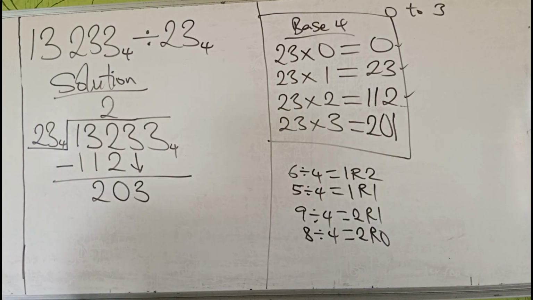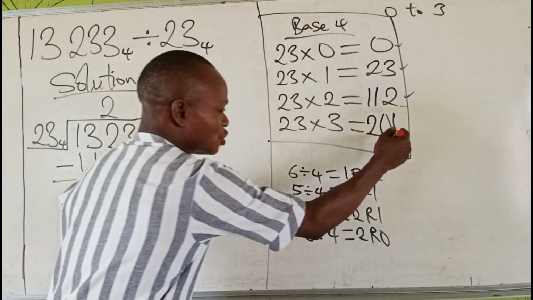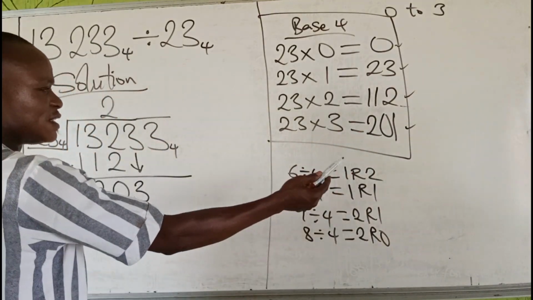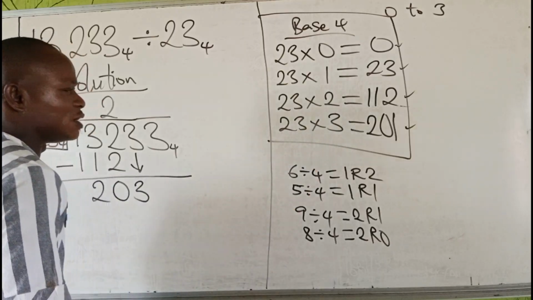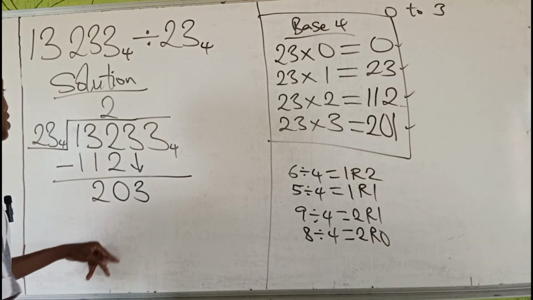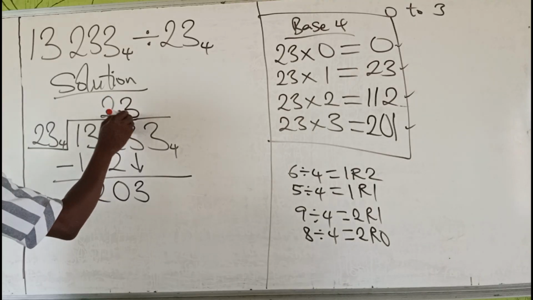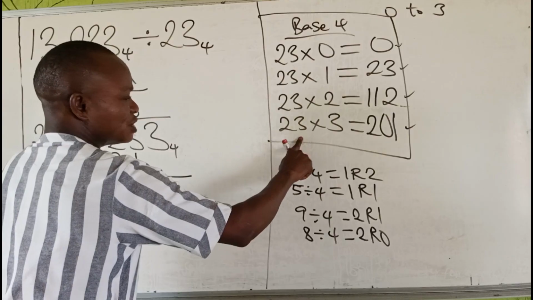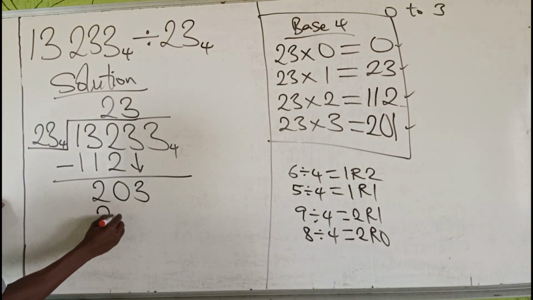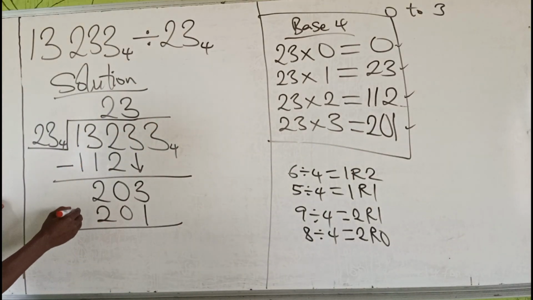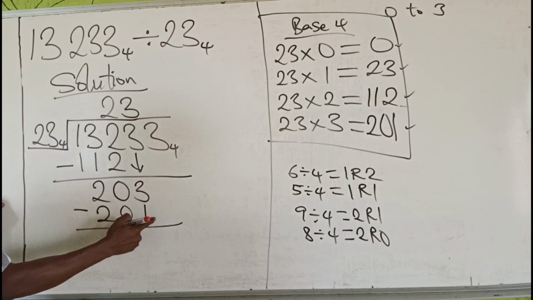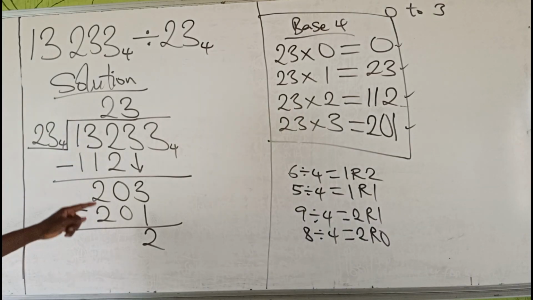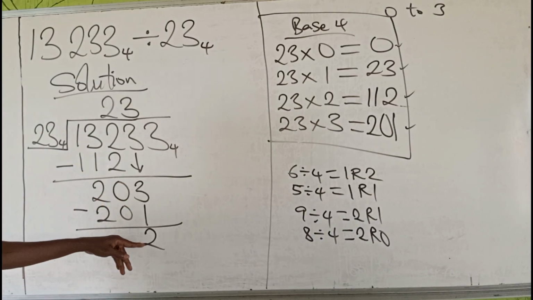Now we move over to the multiplication table. 201 is less than 203, so we are taking 201 now. It's 3 that multiplies 23 to give you 201. So that means 203 divided by 23 is 3. So we have 3 here. And 3 times 23, according to the multiplication table, is 201. So we have 201 here. Now we subtract again. 3 minus 1 is 2. 0 minus 0 is 0. 2 minus 2 is 0. So that means 203 minus 201 is 2.